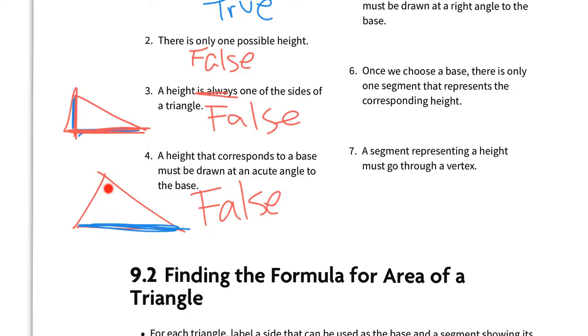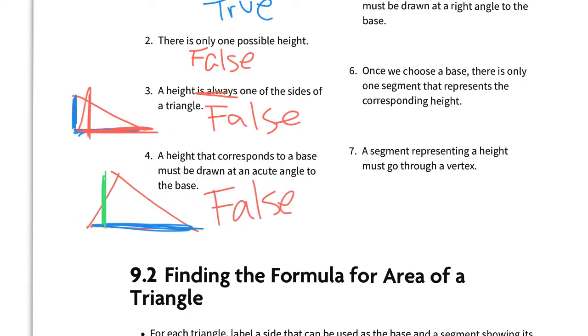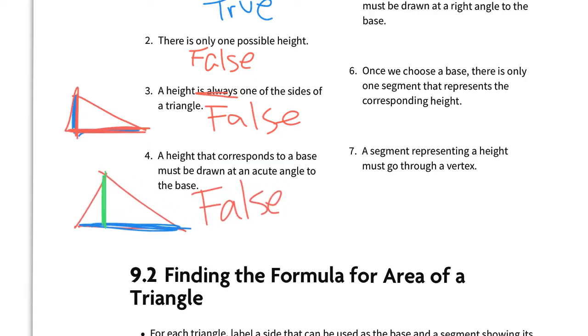So we know the height is going to be right here, but that height always has to be at a right angle, not at an acute angle. It's got to be a 90-degree angle. Good, so let's keep going.